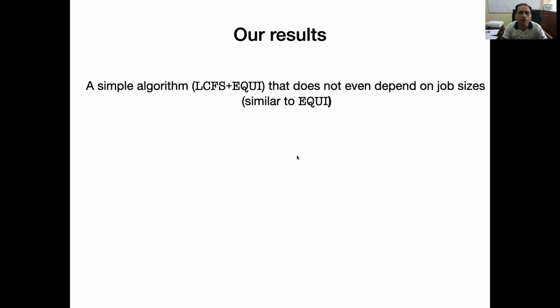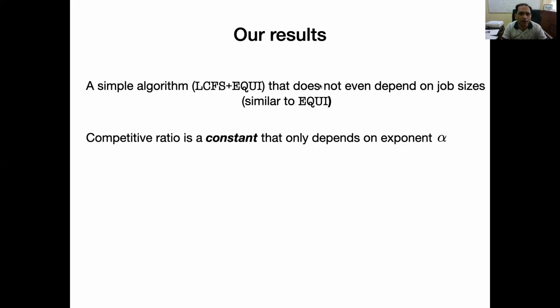So here is a quick overview of what is going to follow. We'll propose a simple algorithm, defined by the LCFS philosophy, last come first serve, for scheduling the jobs. Once the jobs to be scheduled are decided, it will assign equal speed to all the scheduled jobs. A good thing about this algorithm is that it does not depend on the job sizes. We'll show that the competitive ratio of this algorithm is a constant that only depends on the exponent alpha, which controls the limited parallelizability of a job in its parallel phase. The competitive ratio dependence on alpha is unavoidable, and that can be seen easily.